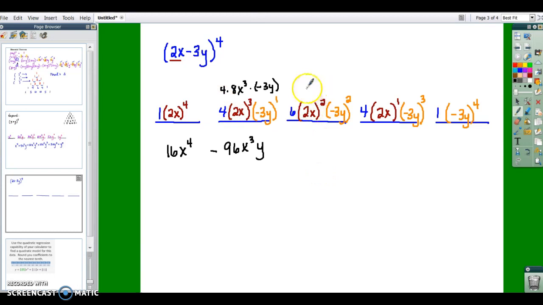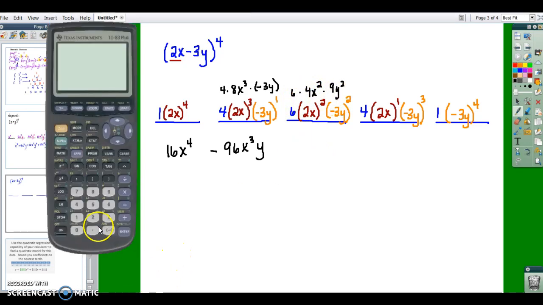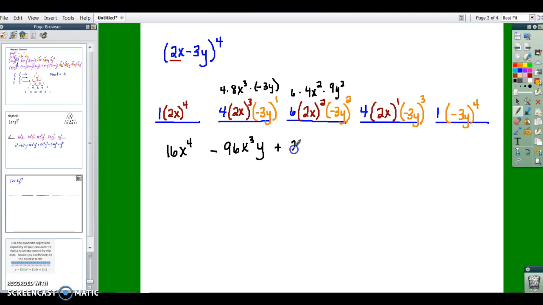Okay, so here I have 4x squared times that 6 times 9y squared. So 4 times 6 is 36. 36 times 6 is, I think it's 216. Let's double check. 36 times 6 gives me 216. Okay, so that would be plus 216 x squared y squared.